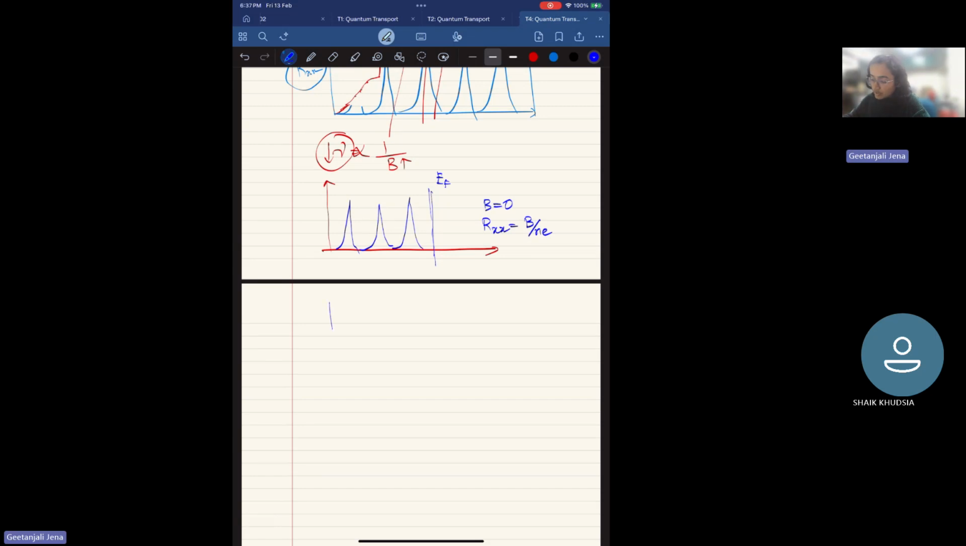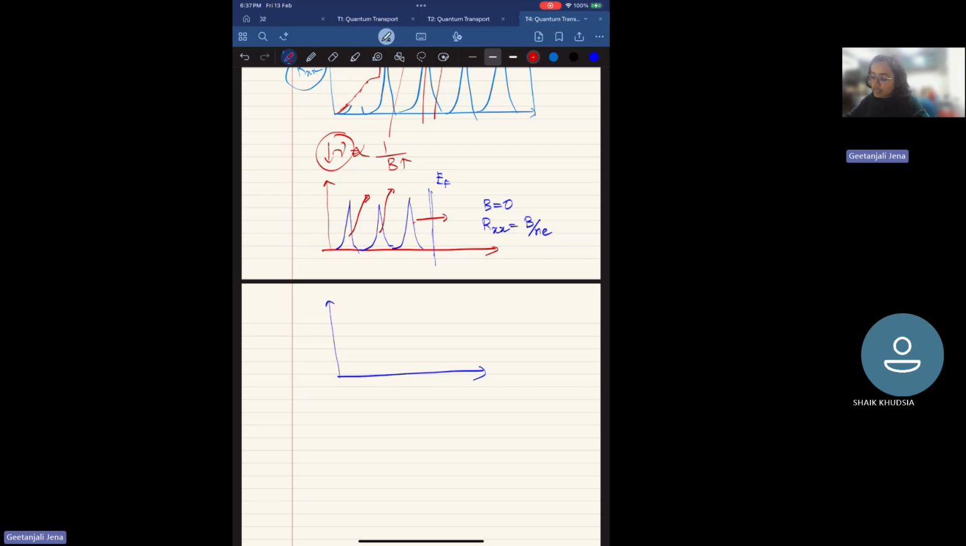Now, when we gradually increase the magnetic field, this Landau level will move because the filling factor is now decreasing. Also, the degeneracy of each Landau level will also increase. So that means each Landau level will now occupy more states as compared to the states that we had before in the low magnetic field.